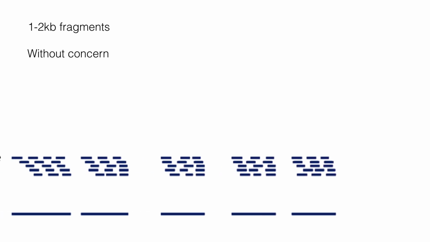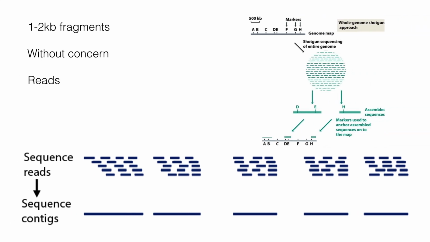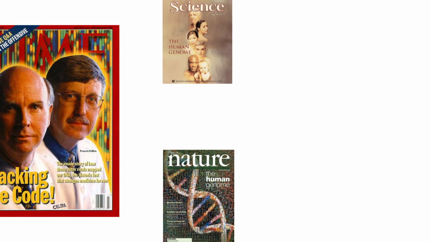Each sequenced nucleotide fragment was called a read. These reads were used later by the computer algorithms to reconstruct the original sequence in the process called genome assembly. These short reads were assembled into longer contigs based on their overlap. So, by definition, a contig is a continuous sequence of overlapping reads. Eventually, the two human genomes were published simultaneously in the prestigious journals Science and Nature.